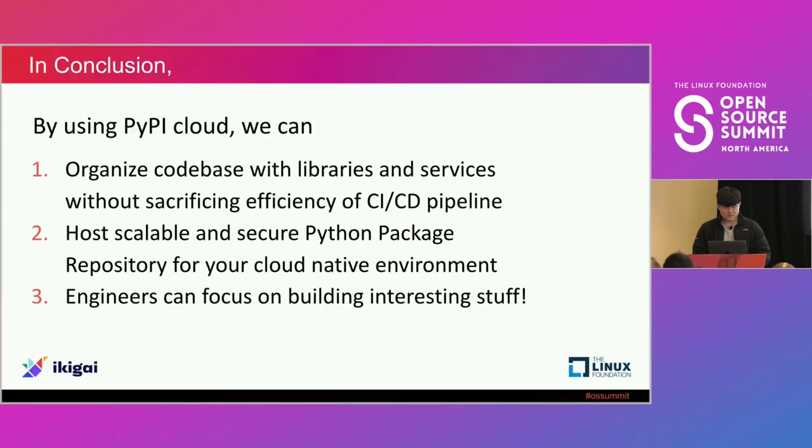So in conclusion, by using PyPI Cloud, we can organize the code base with libraries and services without sacrificing efficiency. So not just separating your code base out, but your CI/CD pipeline can be more individualized for each service and library. So host a scalable and secure Python package repository for your cloud native environment. I suggested two different options, PyPI server and cloud. If your company has specific infrastructure already running, try to find what's best suited to you. And lastly, engineers can focus on building interesting stuff rather than wasting time on setting up something that is always breaking.